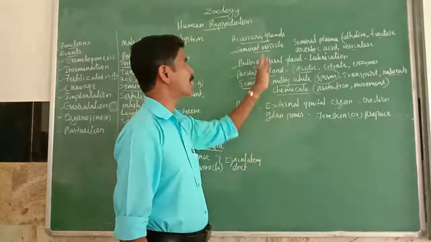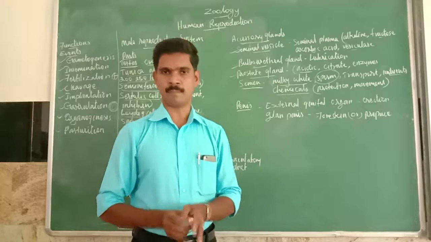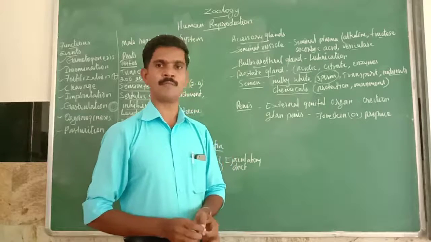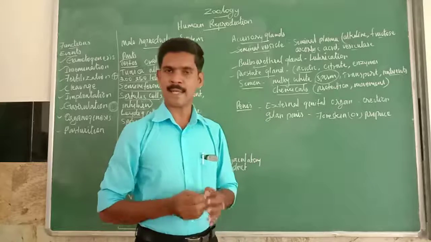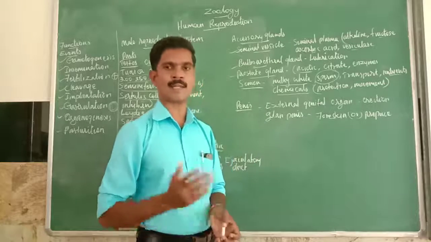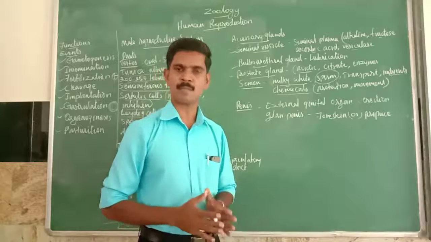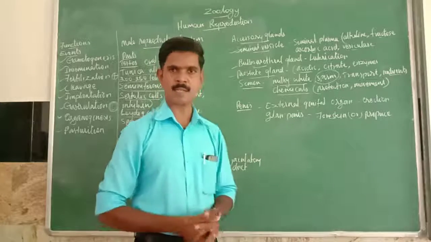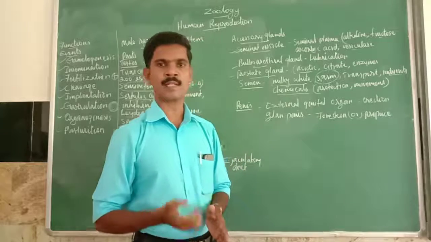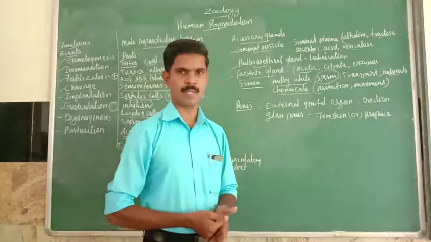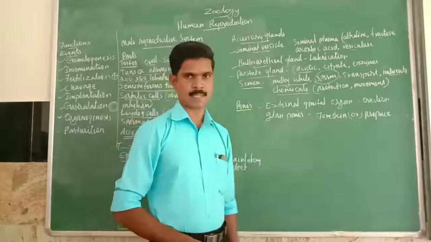Now we have completed the accessory gland, and we are going to finish the last part of the male reproductive system, the penis. The penis is the external genital organ, or external reproductive organ. It is made up of a special type of tissue, and these tissues become erect during sexual activities.